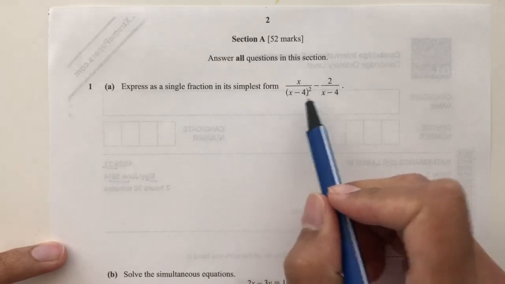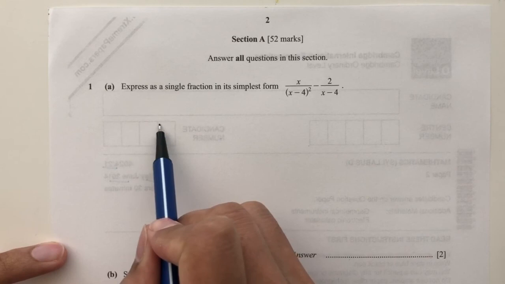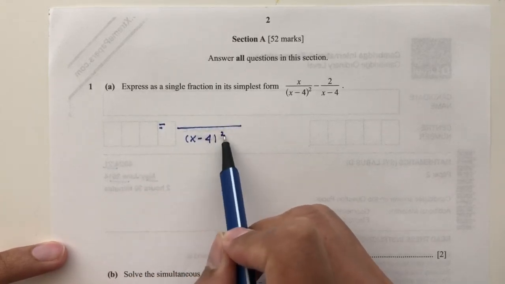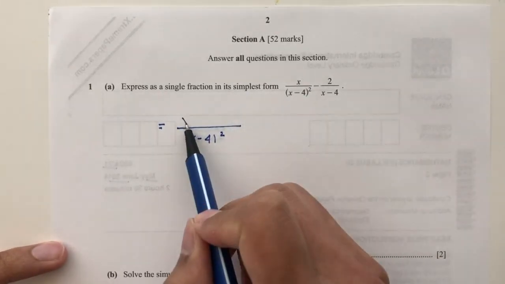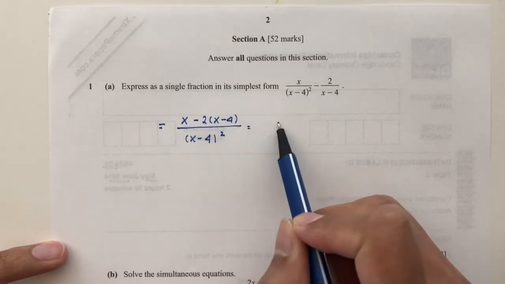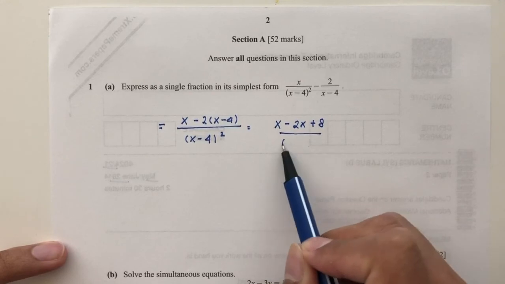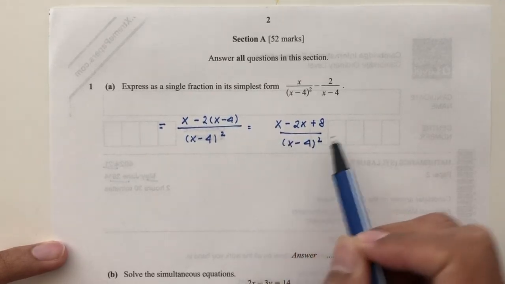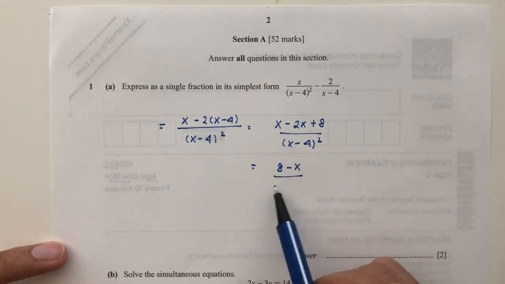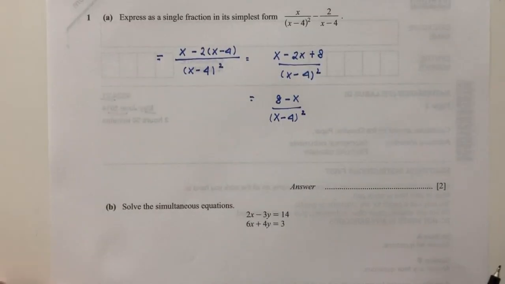As you can see, this one is x minus 4 squared. This one is only x minus 4. So the LCM will be x minus 4 squared. This one will remain x minus 2 times x minus 4. That will be x minus 2x plus 8 over x minus 4 squared. And if you simplify, it will be 8 minus x over x minus 4 squared. Okay, that is part A.